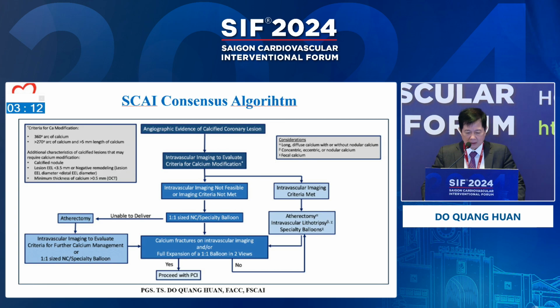If you have intravascular imaging, we give points for the lesion. If the patient has 3 or more points on IVUS or OCT, we use the rotaplator for this patient, and the result will be better.